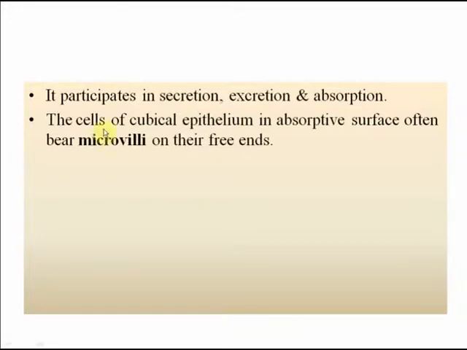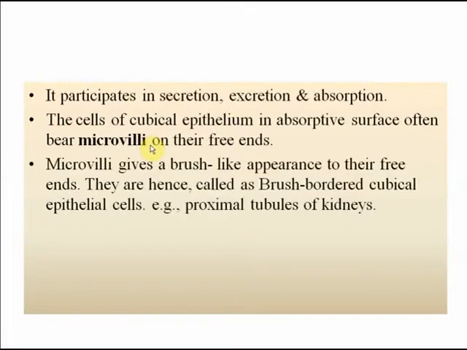The most interesting point is this. The cells of cuboidal epithelium in absorptive surfaces often bear microvilli on their free ends. Microvilli are like ciliated structures, and this is also called a brush border. So a brush border is the name for the microvilli, and microvilli cover the surface of simple cuboidal epithelium cells found in certain locations of the body, and the fuzzy appearance of microvilli gave rise to the term brush border. So microvilli give a brush-like appearance to their free ends, and they are hence called brush bordered cuboidal epithelial cells.